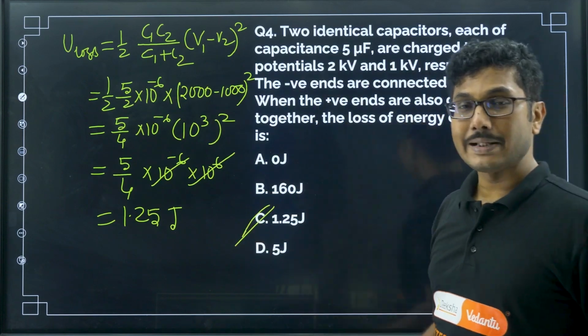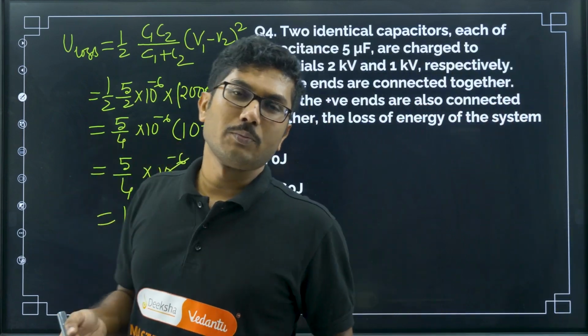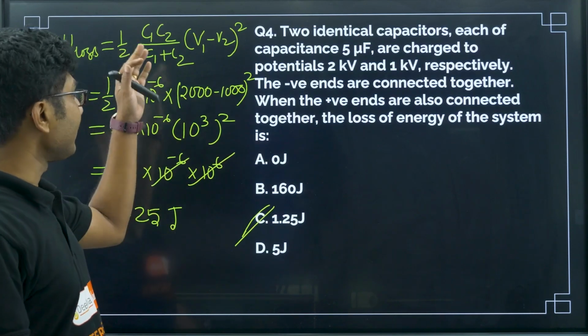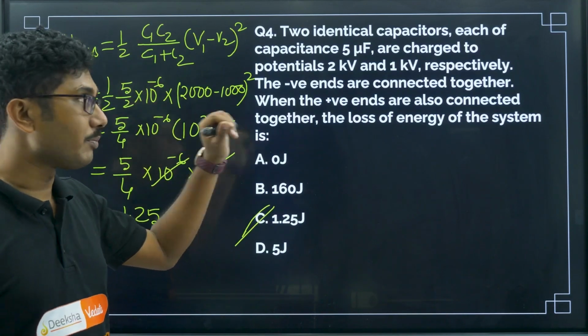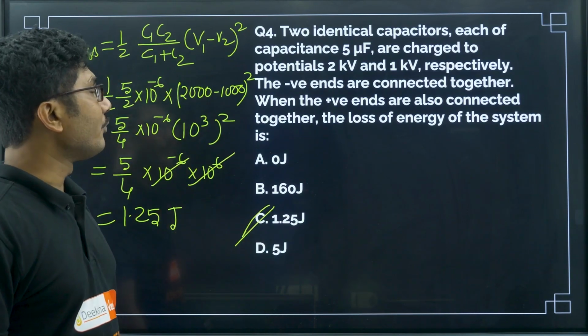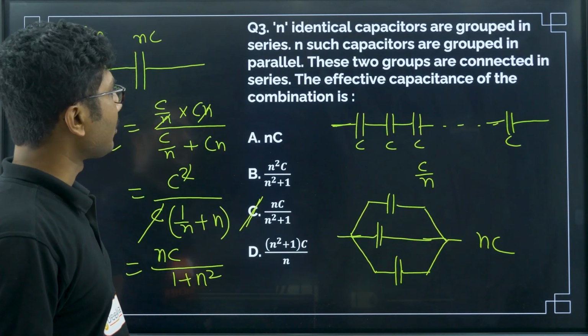The previous one was the detailed method, where you have forgotten the formula, but you know half CV square is the formula. But if you remember this formula, particularly for this kind of problem, then it will be very beneficial. You can solve very quickly. Now let's move on to the next problem.